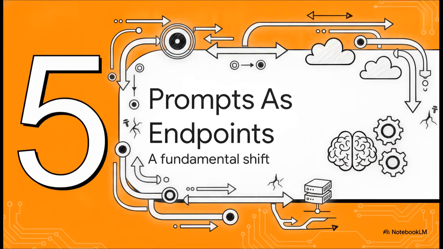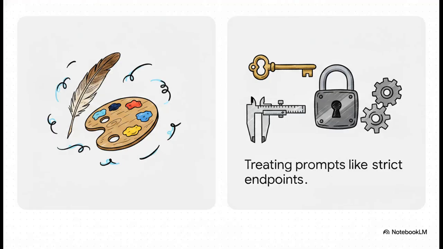Finally, Section 5, Prompts as API Endpoints. This final takeaway requires a fundamental shift in mindset. We really need to stop treating prompt engineering like creative writing. You are not writing a letter to a friend. You need to start treating your prompts exactly like strict API endpoints. They require contracts, validation, and error handling, just like any traditional backend service you'd build.